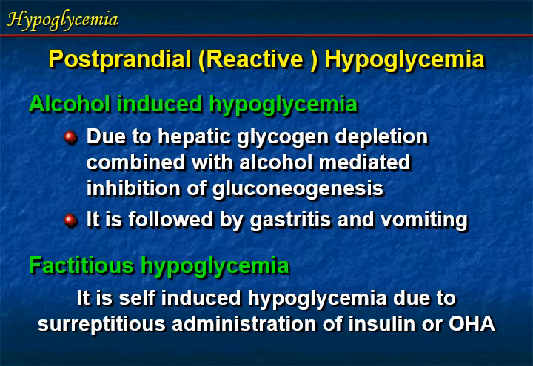Factitious hypoglycemia, this is a very important one, and it has an important implication, especially in medical legal. This is a self-induced hypoglycemia due to self-administration of insulin or oral anti-diabetic agents. Mainly, people reach factitious hypoglycemia due to either suicidal tendency or by mistake.